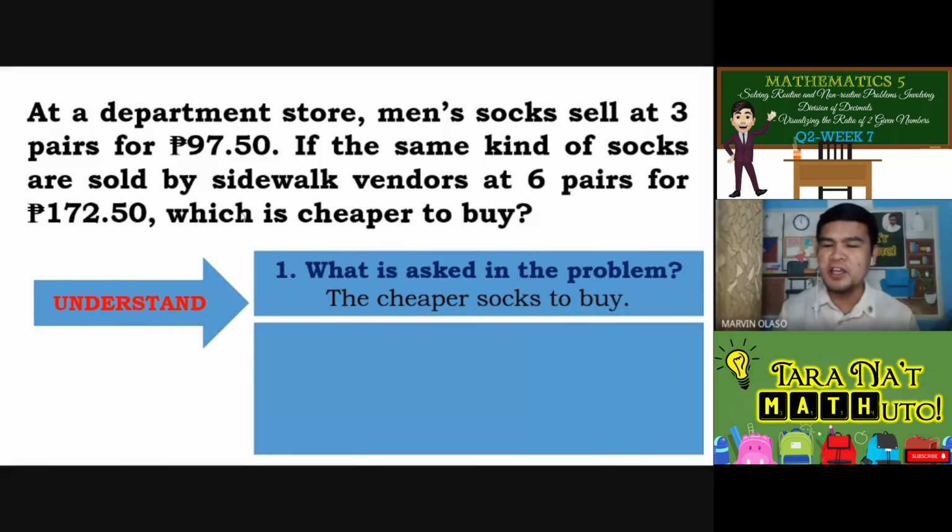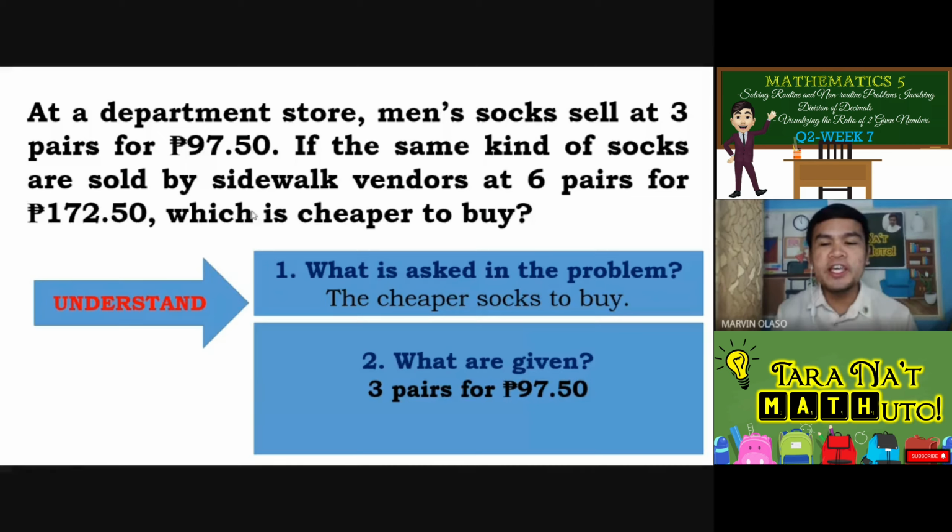And what are the given numbers in the problem? To compare, we have 3 pairs for 97 pesos and 50 centavos. At the sidewalk, 6 pairs is good for 172 pesos and 50 centavos. Now, we will compare which is cheaper to buy. Where can you save?